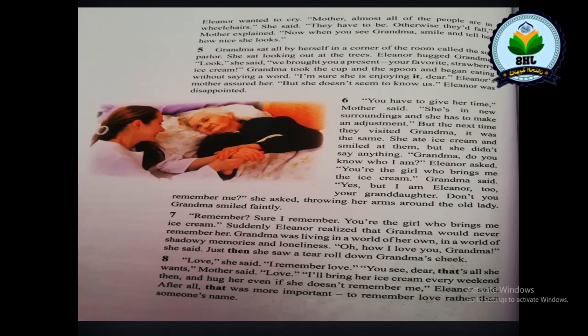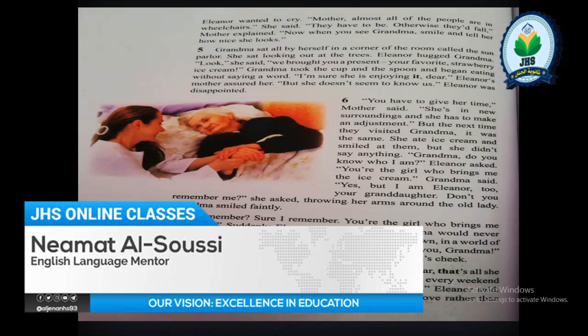Grandma sat all by herself in a corner of the room called the sun parlor. She sat looking out at the streets. Eleanor hugged Grandma. "Look," she said, "we brought you a present. Your favorite strawberry ice cream." Grandma took the cup and the spoon and began eating without saying a word. "I'm sure she is enjoying it, dear," Eleanor's mother assured her. "But she doesn't seem to know us."